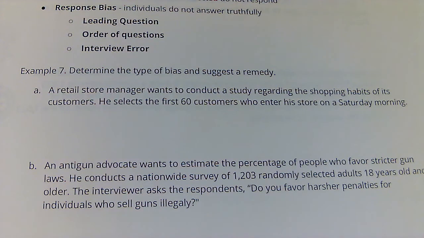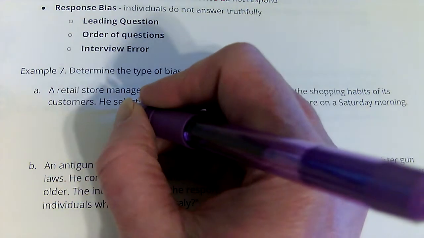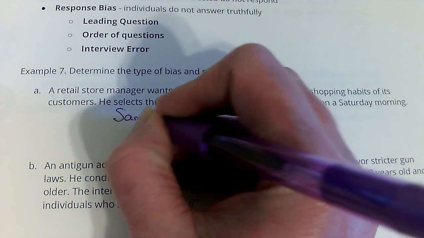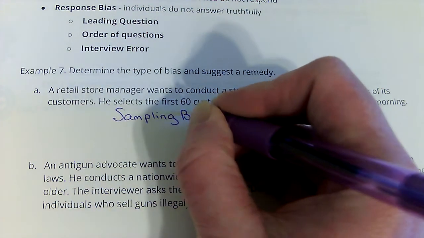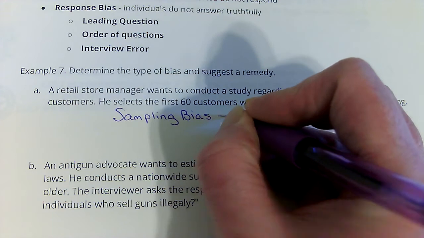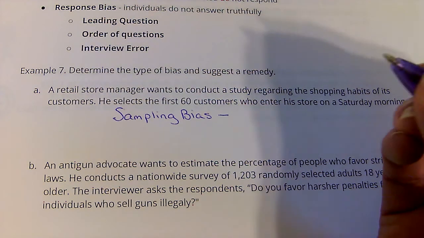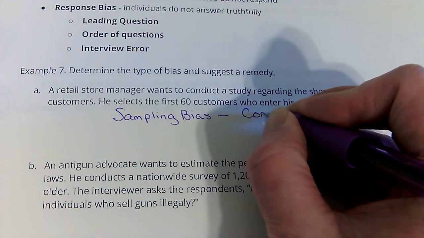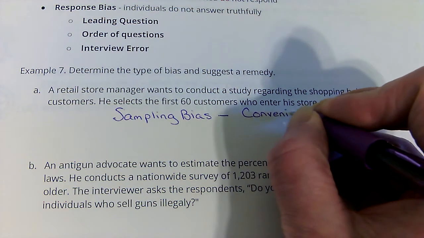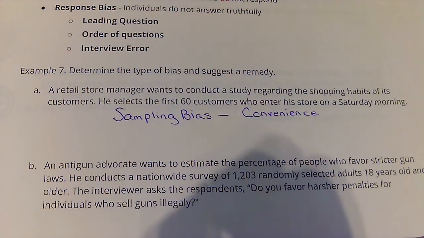A retail store manager wants to conduct a study regarding the shopping habits of his customers. He selects the first 60 customers who enter his store on a Saturday morning. Well, let's think about that. This is a sampling bias. How did he sample his customers? He did a sample of convenience. This is a convenience sample.